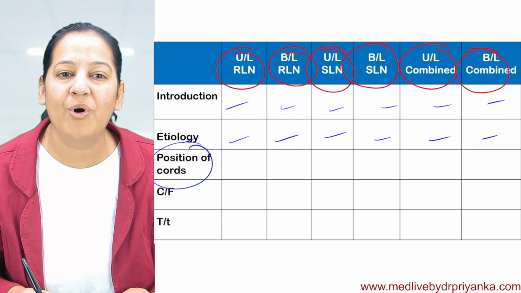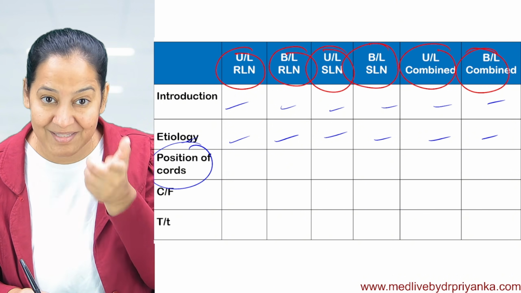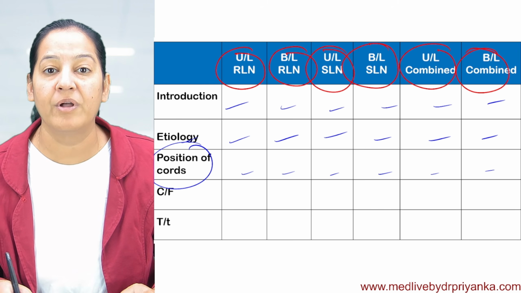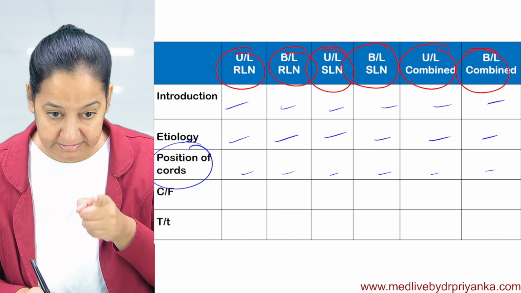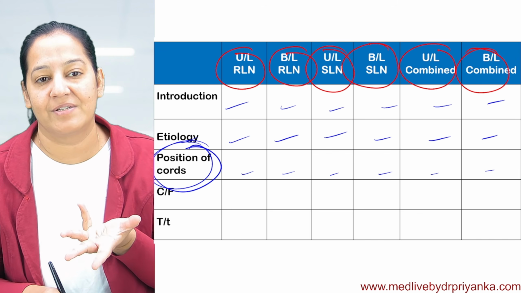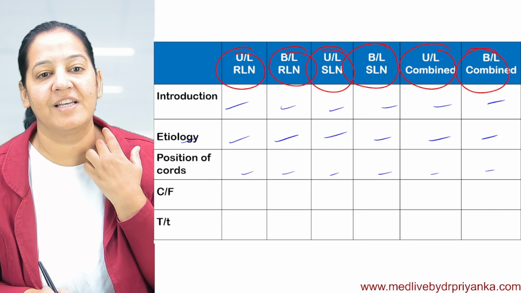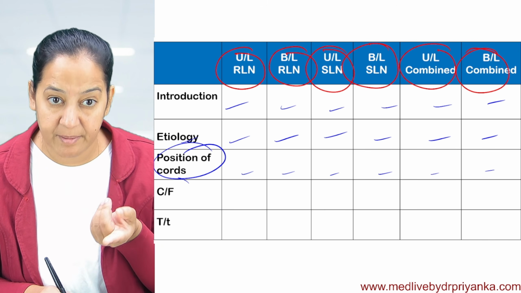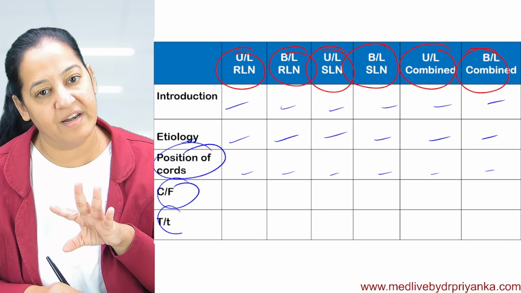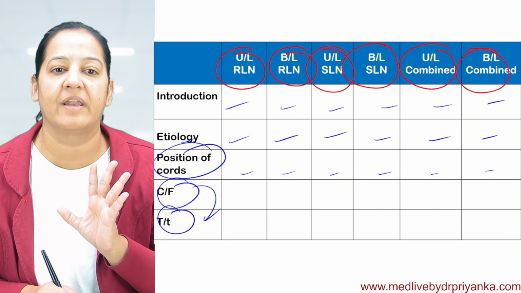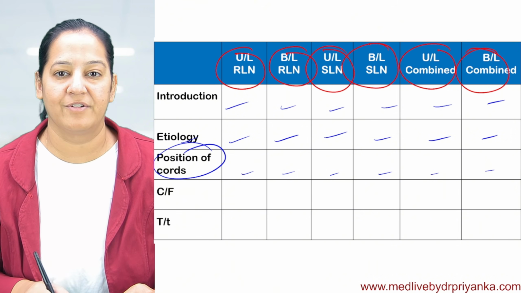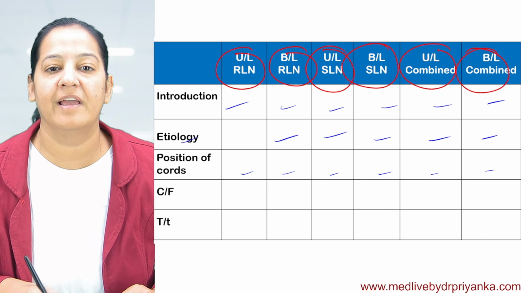Then the position of the vocal cord in each of them. You will use your common sense in telling me the position of the vocal cord. You will say in this paralysis, which muscle is paralyzed? If nothing is acting, it's cadaveric. So based on which muscles are paralyzed, you will tell me the position. You will tell me the clinical features based on that, and finally the treatment based on the clinical features. I hope you are getting it. So we are going to fill it one by one.